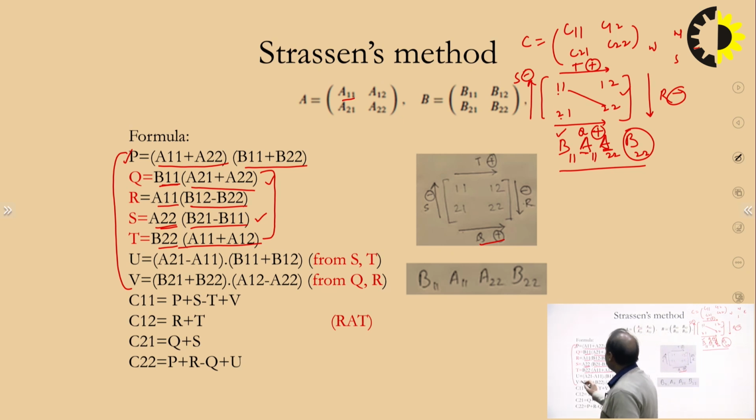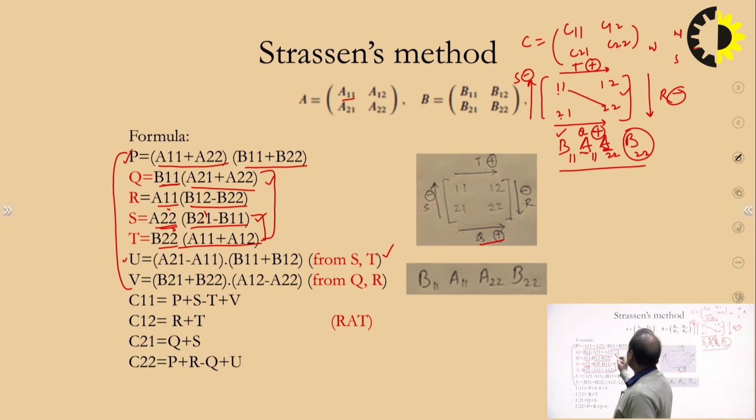So how to compute U and V? U is computed from S and T. So we are not going to consider them. We are just considering the parenthesis. Just change B to A and A to B. So here will be A21 minus A11 times B11 plus B12. That is from S and T.